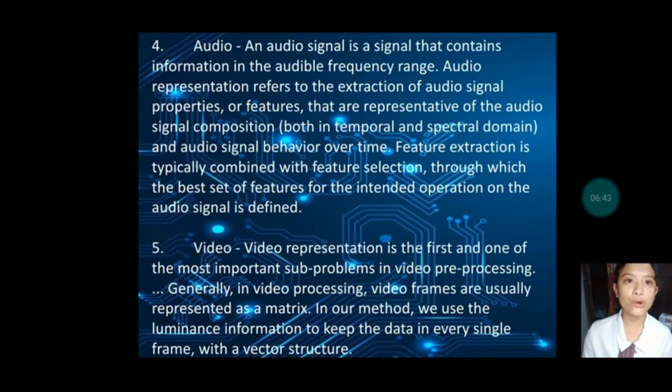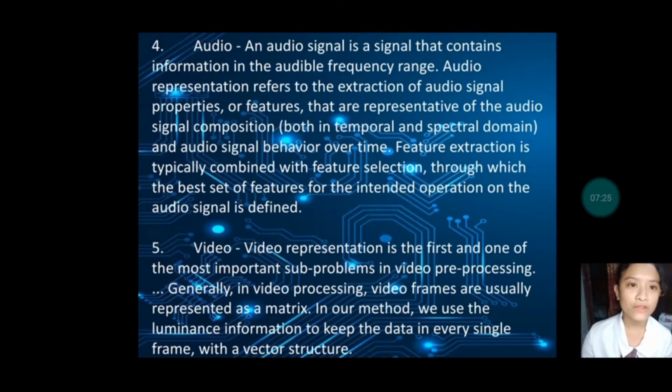Number 4, audio. An audio signal is a signal that contains information in an audible frequency range. Audio representation refers to the extraction of audio signal properties or features that are representative of the audio signal composition, both in temporal and spectral domain, and audio signal behavior over time. Feature extraction is typically combined with feature selection, through which the best set of features for the intended operation on the audio signal is defined.